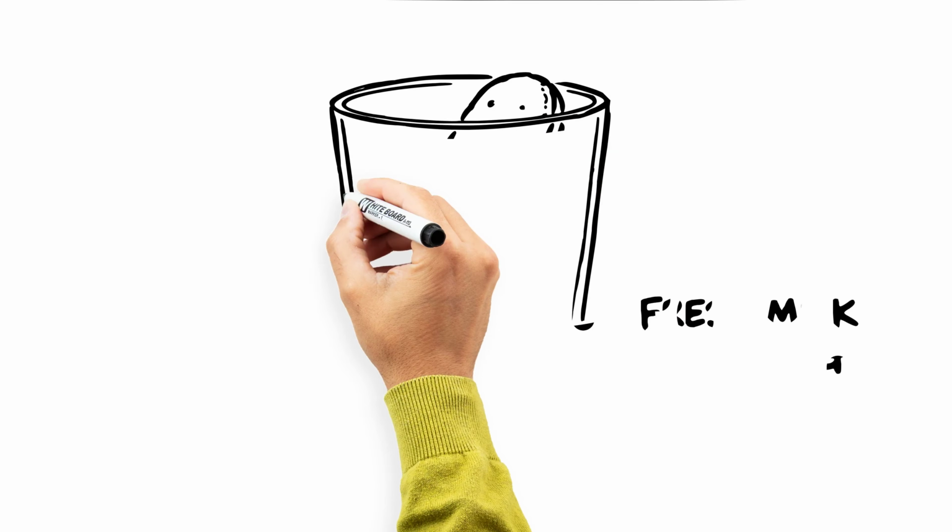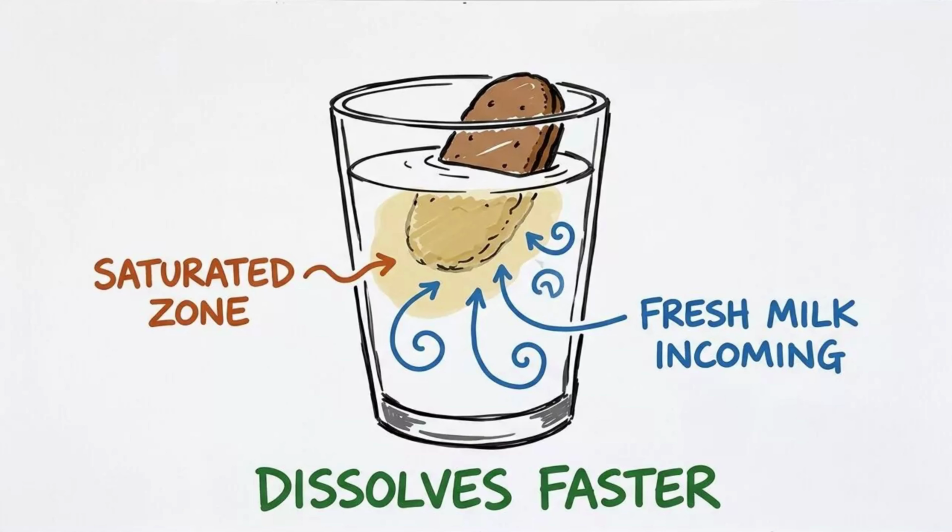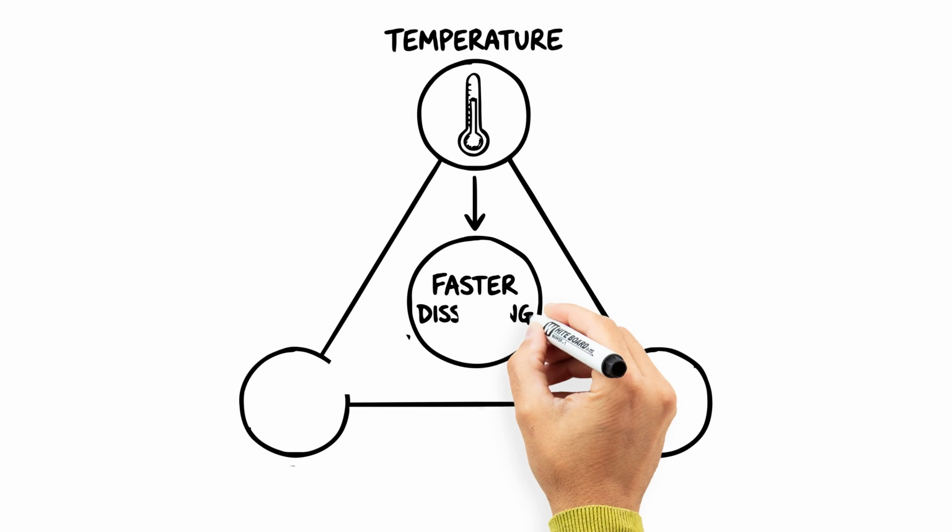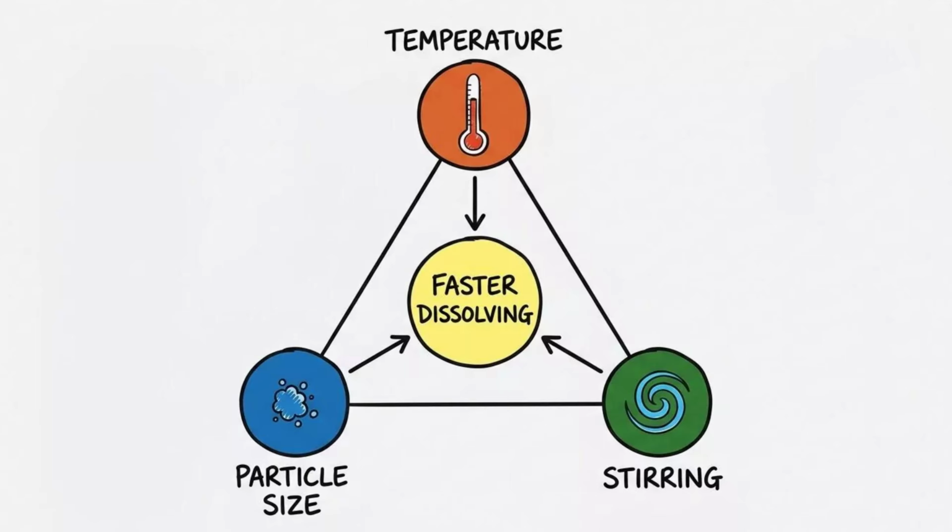Think of dunking a biscuit in milk. The milk right around the biscuit gets thick and saturated fast. Stir it and fresh milk rushes in. The biscuit softens faster. Same principle, scaled up to chemistry. 3 factors. Temperature speeds up dissolving. Smaller particle size speeds up dissolving. Stirring speeds up dissolving. These 3 work together, and you can combine all of them for maximum effect.